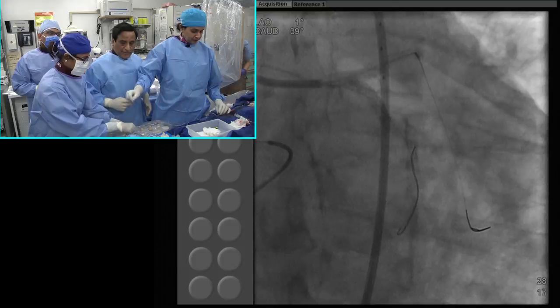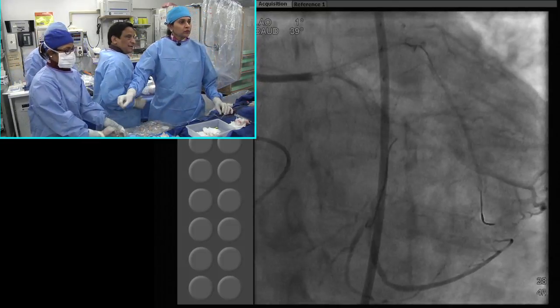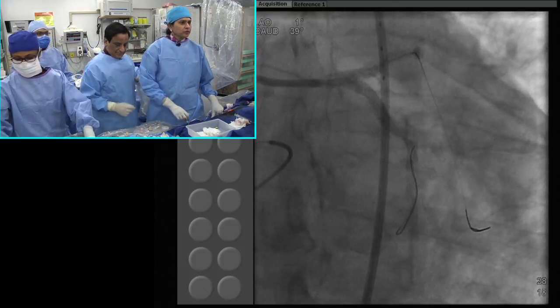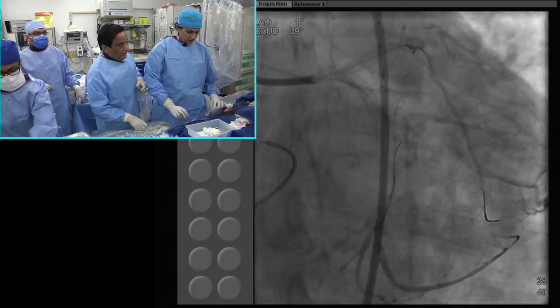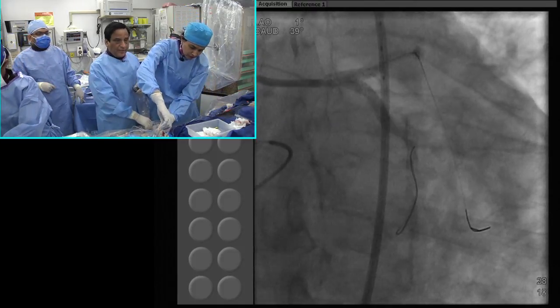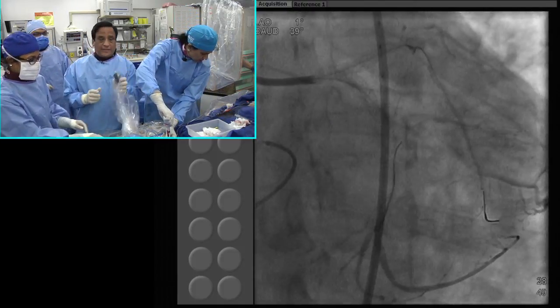Looks beautiful there. Beautiful. Good. And the LED, that little haziness is all gone. Beautiful lumen. Okay. So we can complete this. This is the excellent result.